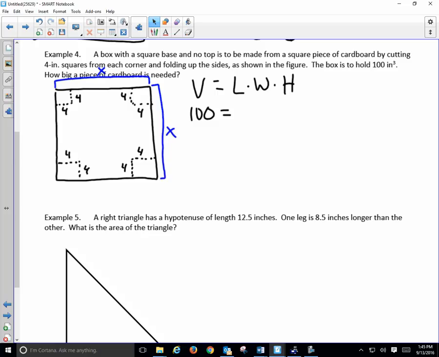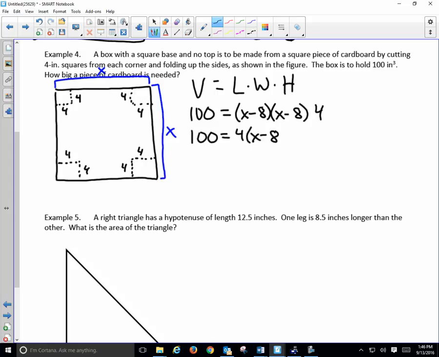8. It'll be 4 off of one end and 4 off of another. So the length will be x minus 8. And the width will be x minus 8 as well. And the height, yeah, 4. When we fold it up, it'll have a height of 4, right? So we cut 4 off of each corner. When you fold it up, it'll be 4. And so I get 100 is equal to 4 times the quantity, x minus 8 squared.